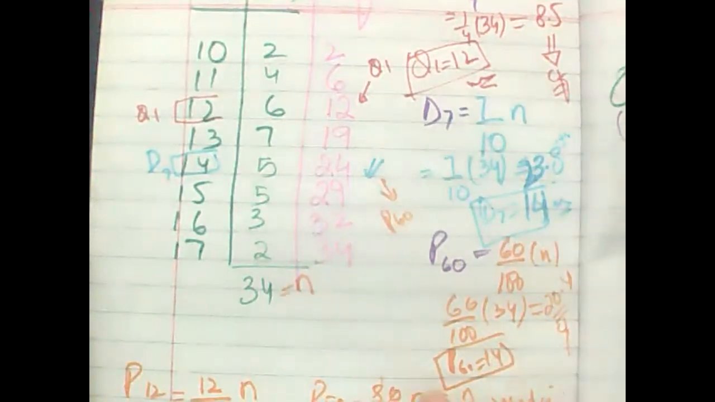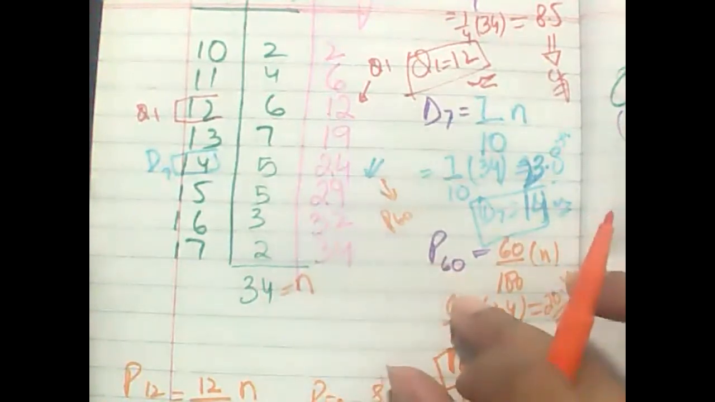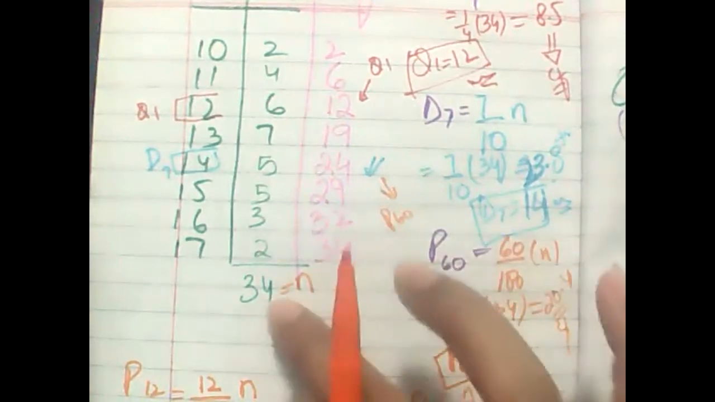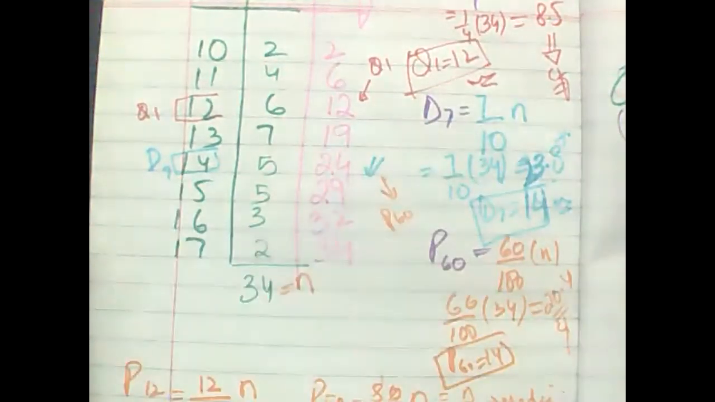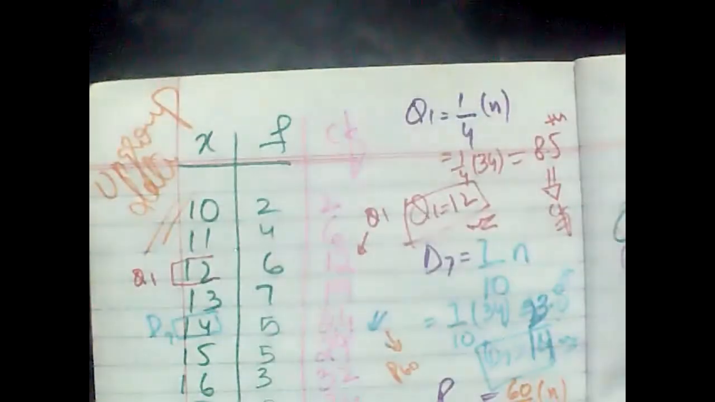So whatever number I gave you, P35, P53, P99, whatever P, you just take this value here, divide by 100, multiply by whatever is the total given here, check this answer in the CF column and pick up the X value against that CF column. Same for Q's, same for D's. Done, class? Clear? These are the quartiles, percentiles, deciles for which? For ungrouped data.